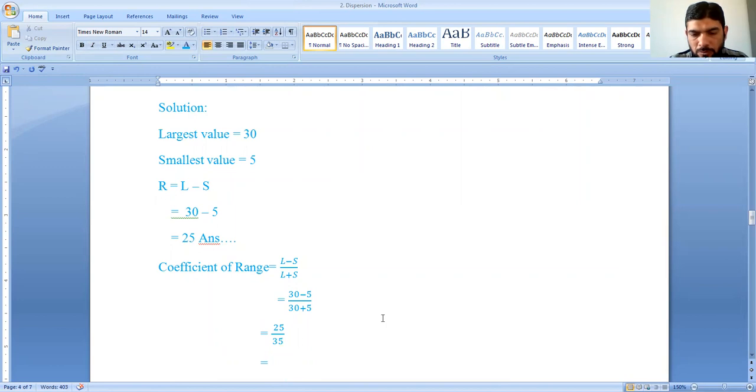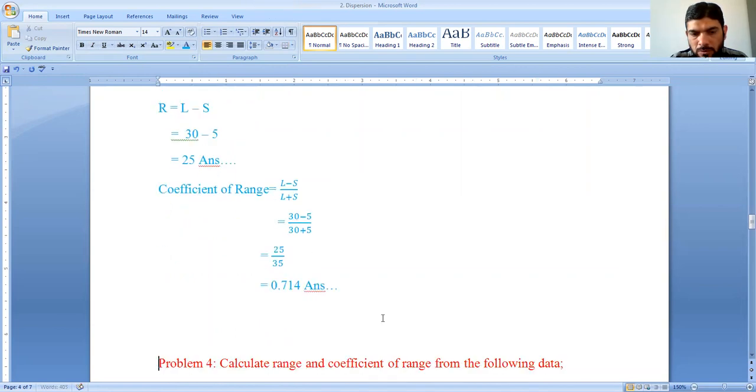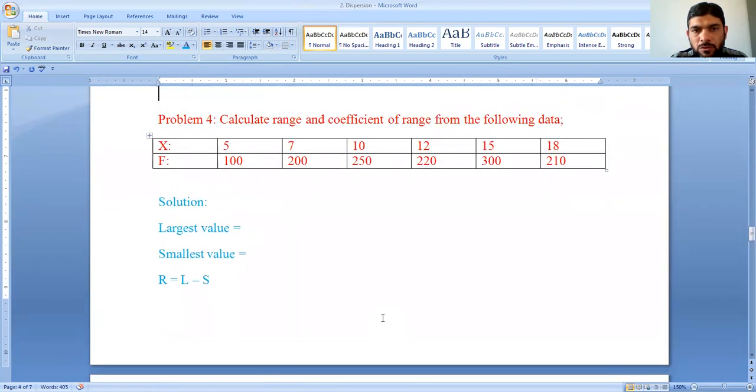25 divided by 35 is equal to 0.714. 0.714 is the answer. Discrete series is also very simple, and these questions are also very simple. Now we have one more question based on discrete series.